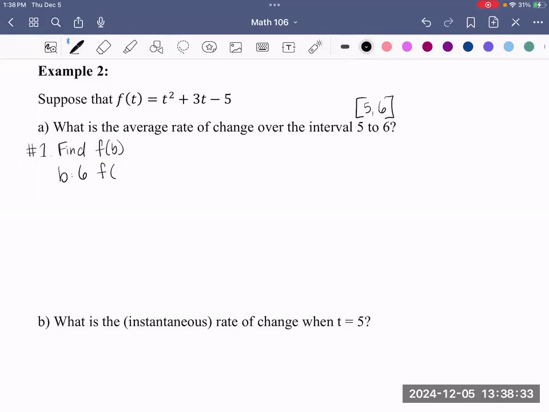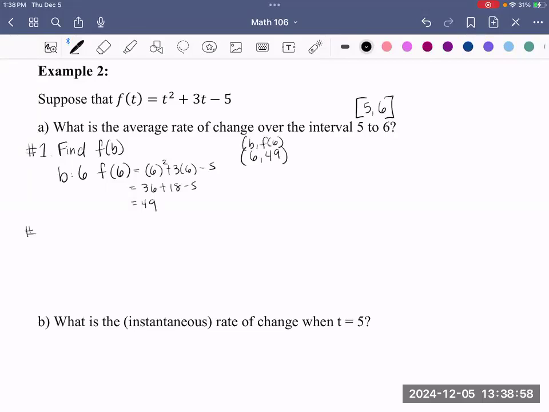So find f of b. We take your equation and substitute in a 6. So we have 6 squared plus 3 times 6 minus 5. So we have 36 plus 18 minus 5. So we have 49. So we now have the point (6, 49). So this is b and f of b.